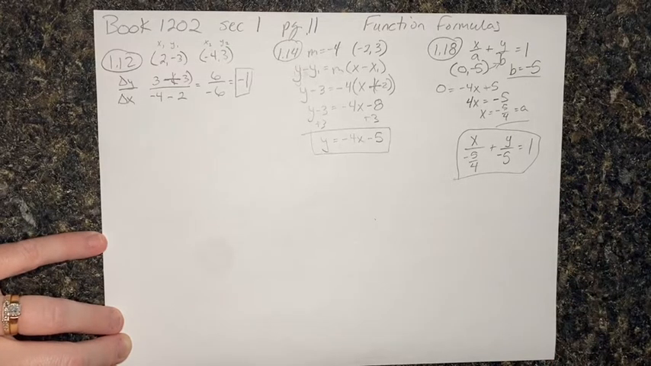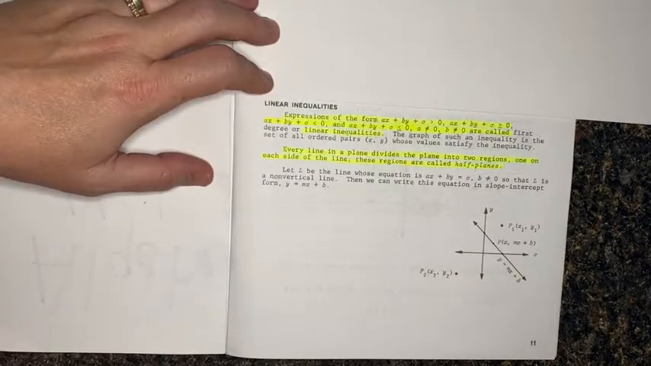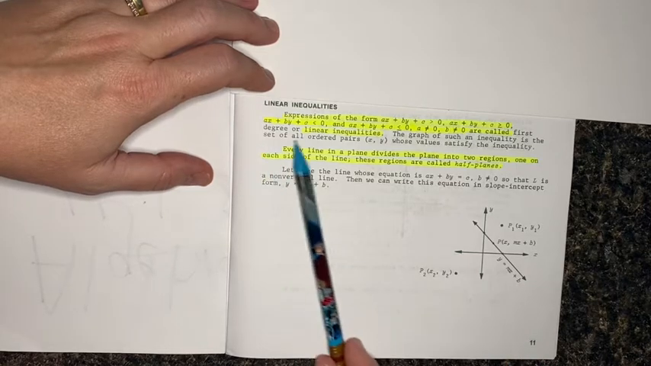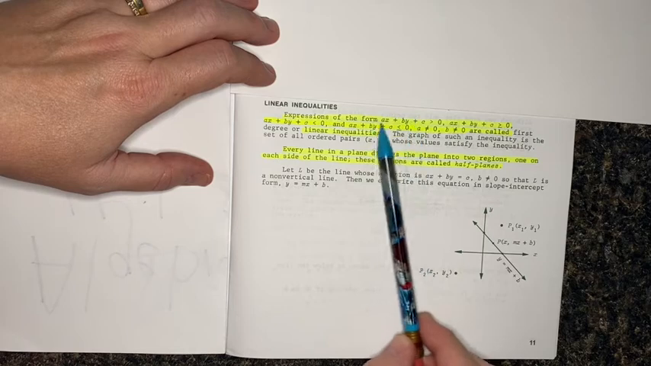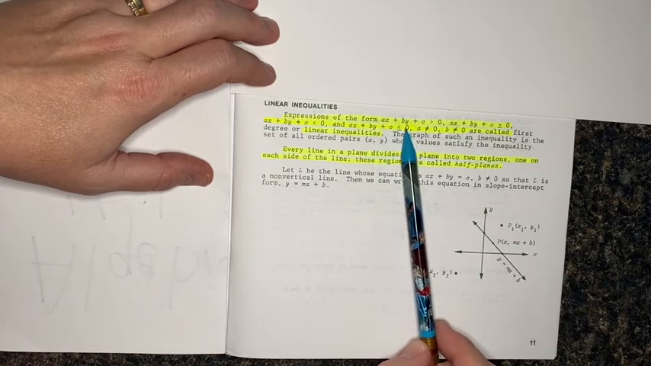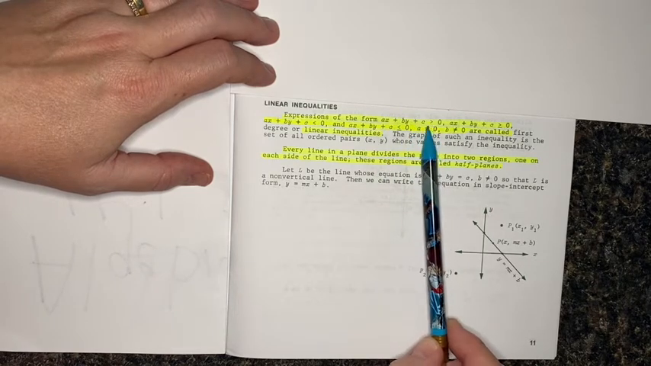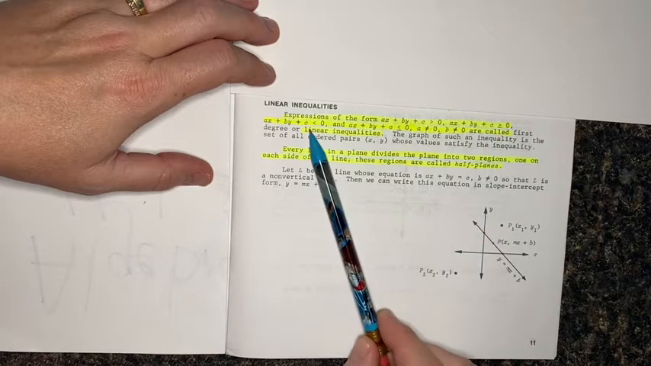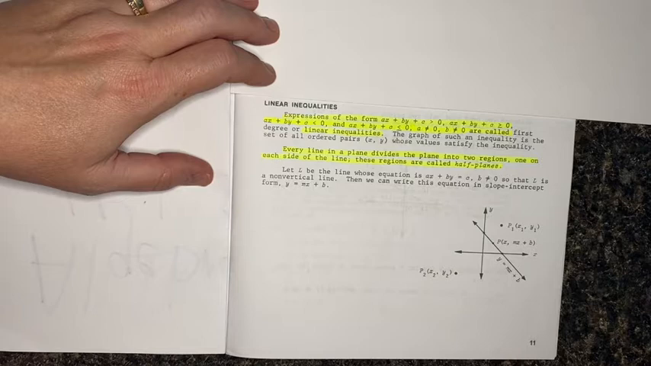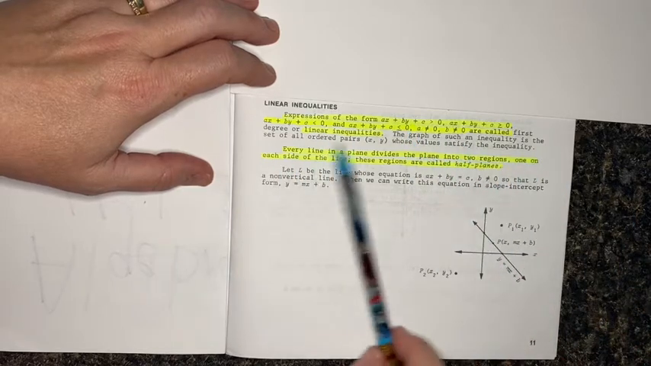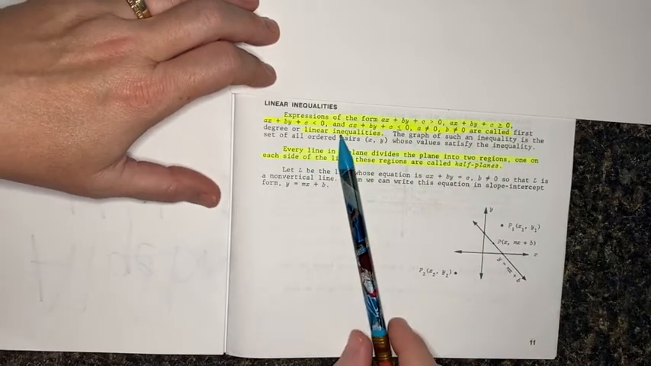Let's take a look at our next topic. All right, our next topic starts at the bottom of page 11, and it's linear inequalities. And they have the form of ax plus by plus c is either greater than or equal to, less than or equal to 0, or some other constant for that matter. And these are called linear inequalities.